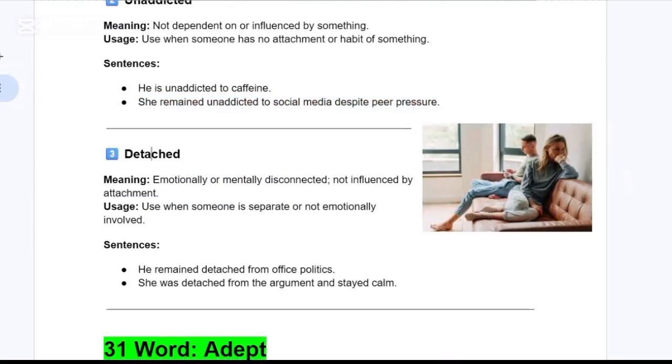Detached: emotionally or mentally disconnected, not influenced by attachment. It is used when someone is separate or not emotionally involved, just like in a picture you can see. He remained detached from office politics. She was detached from the argument and stayed calm.